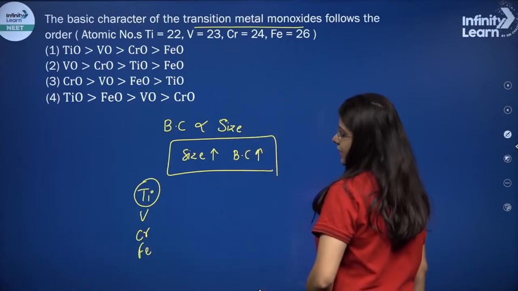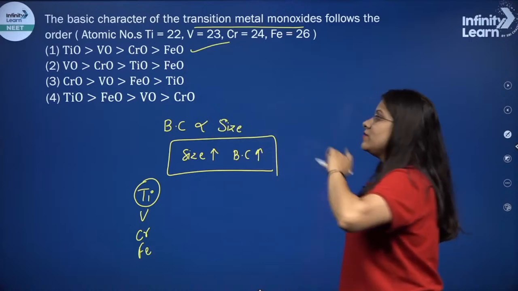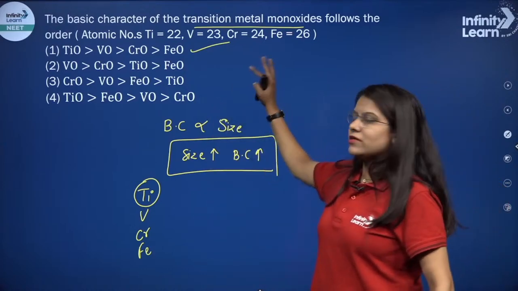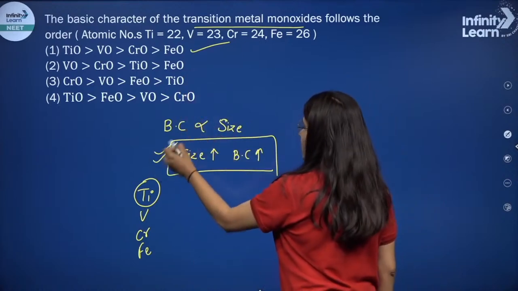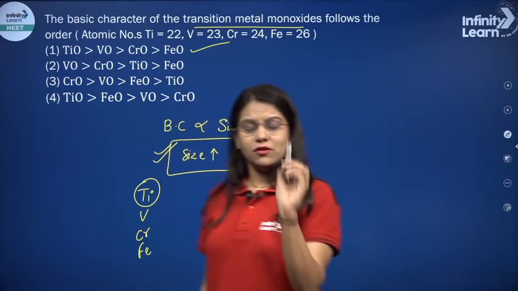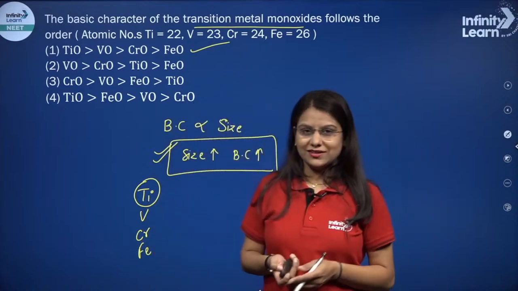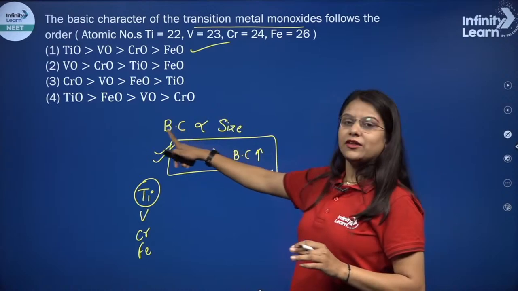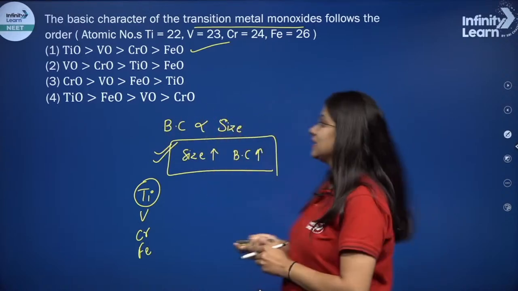So what will be the correct option? The correct option will be TiO, VO, CrO and FeO. Right? So this will be the basic character of the oxides. Remember this important point. I think you already got this type of question in a previous test also, so it's just a repetition. Very easy question. Remember that basic character is directly proportional to size.